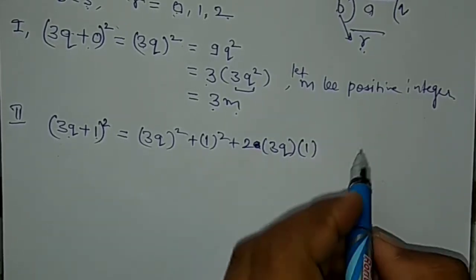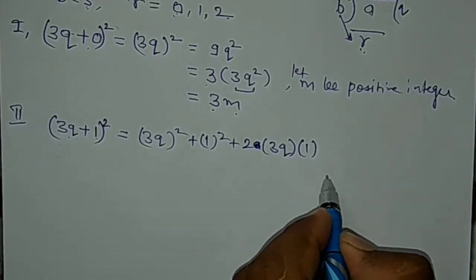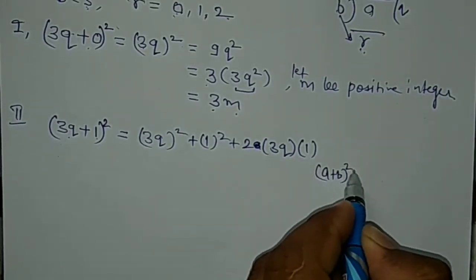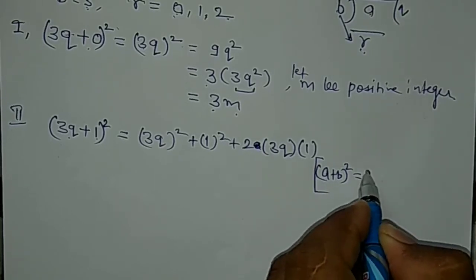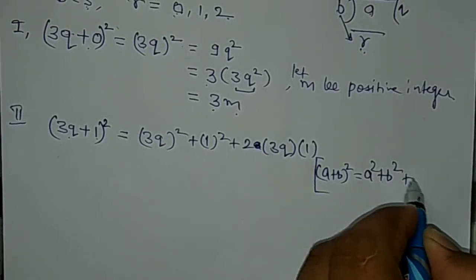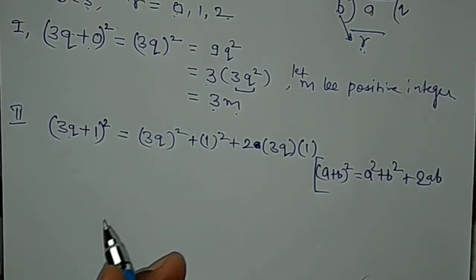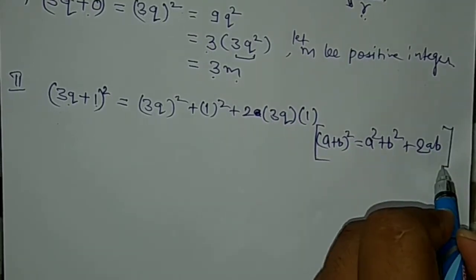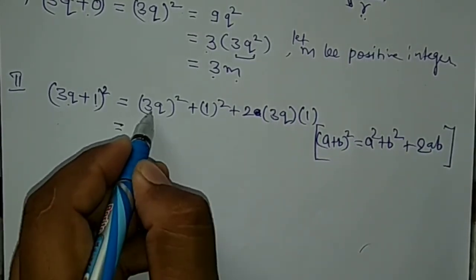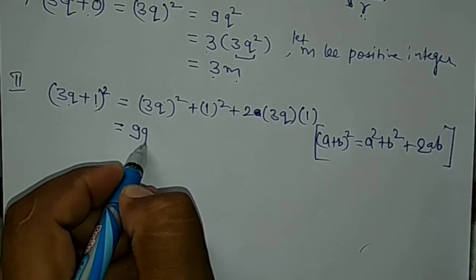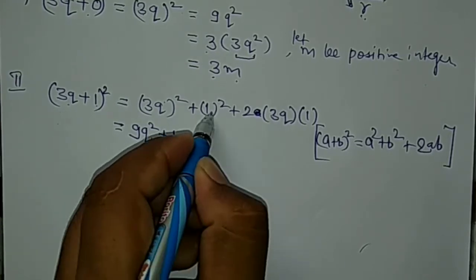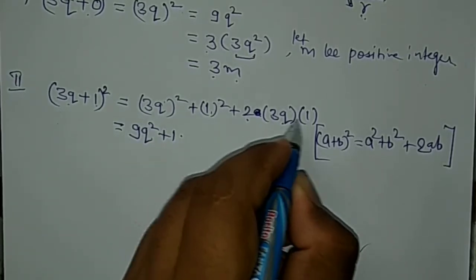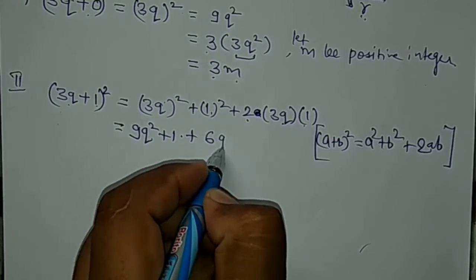There is a formula here. I am writing a plus b whole square equals a square plus b square plus 2ab. That is the formula we are using here. Now this is how much? 9q square plus 1 square, that is 1, and 2ab is 6q only.